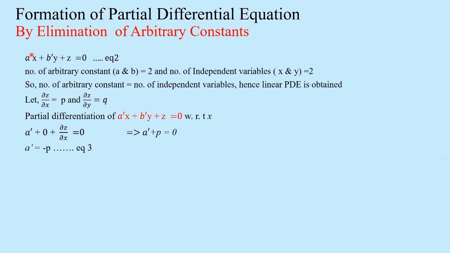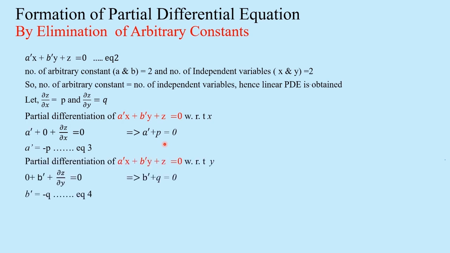Let's differentiate this equation with respect to x. So differentiation of a dash x becomes a dash, and differentiation of b dash y, here y is a constant because we are differentiating with respect to x, so this term will become 0. Differentiation of z is dou z by dou x, which is equal to p. So a dash plus p is equal to 0, which means a dash is equal to minus p. Let's call it equation 3.